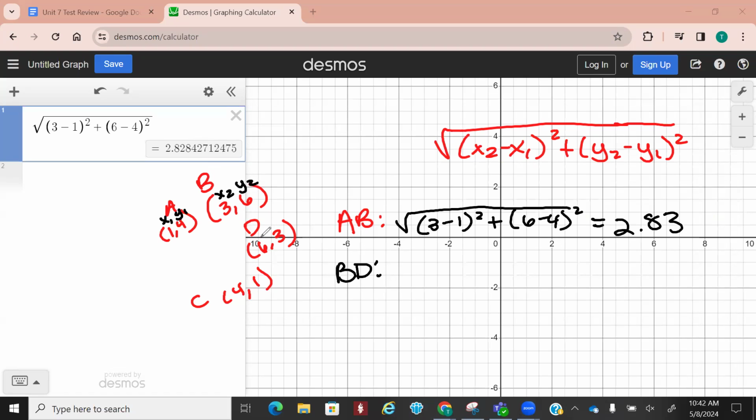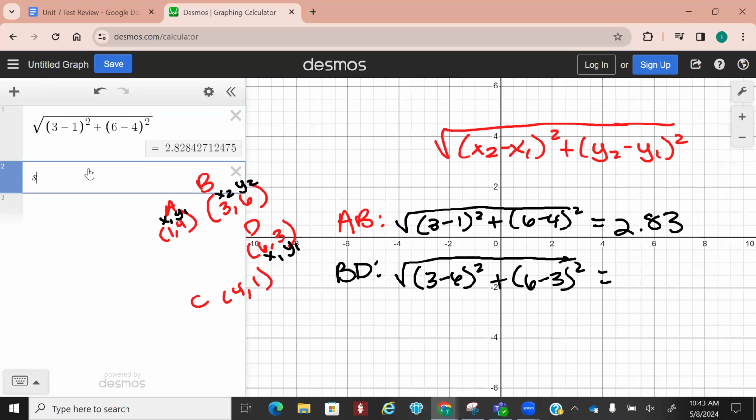Okay, we're then going to do the same thing, but for BD. We're going to keep this as x2, y2, and take this one and make it x1, y1. So we plug in, and that's going to give me 3 minus 6 squared plus 6 minus 3 squared. And again, we plug that in: square root of 3 minus 6 squared plus 6 minus 3 squared. So this is going to be 4.24.